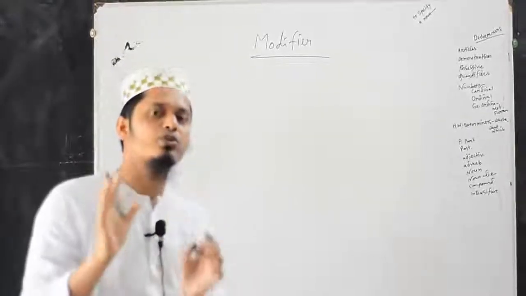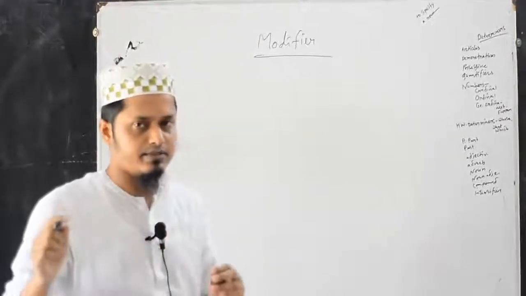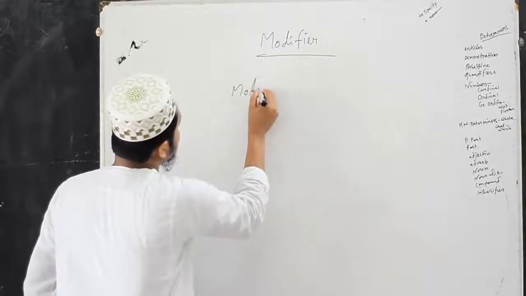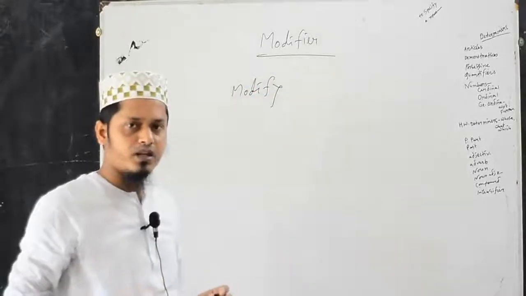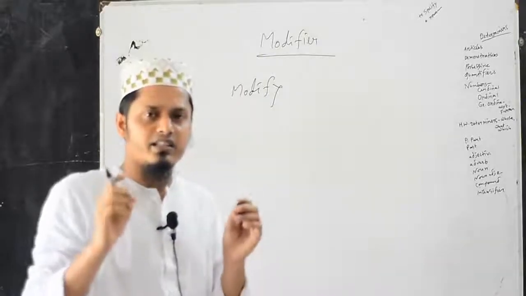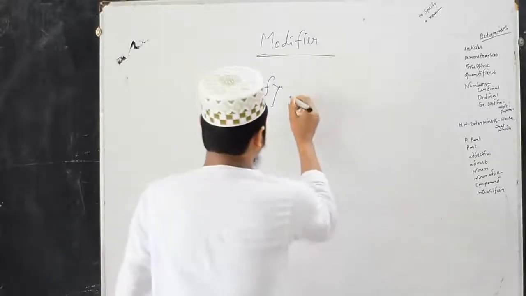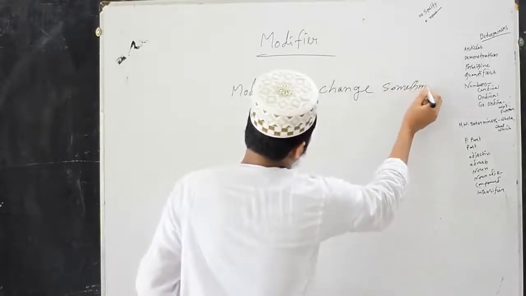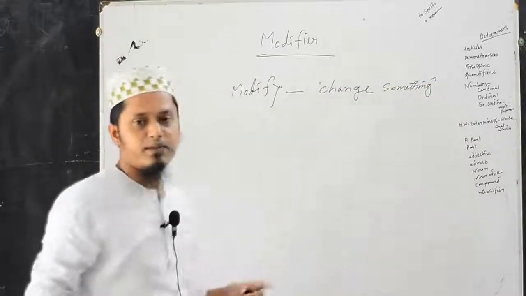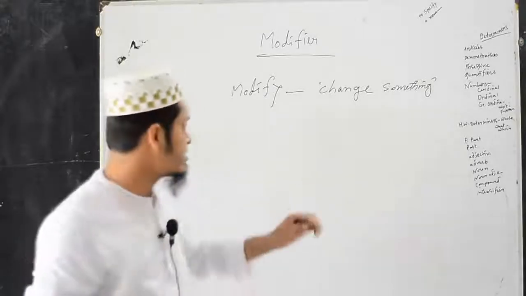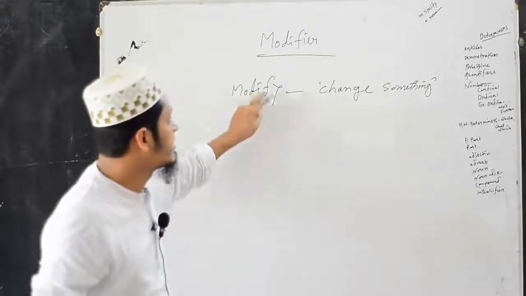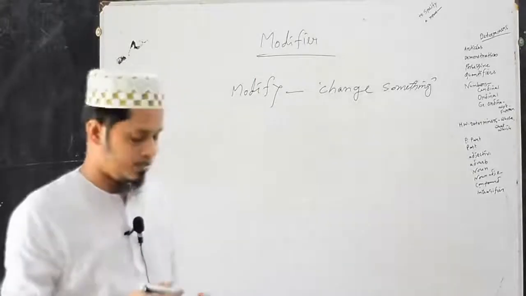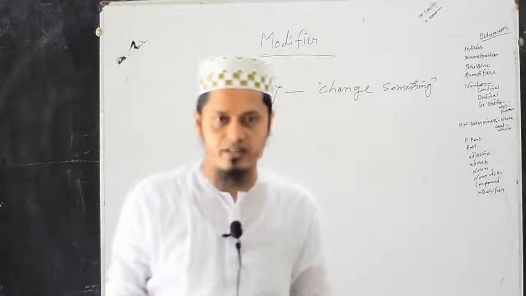At first, we should know where the word modifier has come from. Modifier has come from the word modify. Modify is a word and it's a verb. It means to change. Modify means change something, and from this word modify, this word modifier is a noun. Actually, at first we should know what's the definition of modifier.